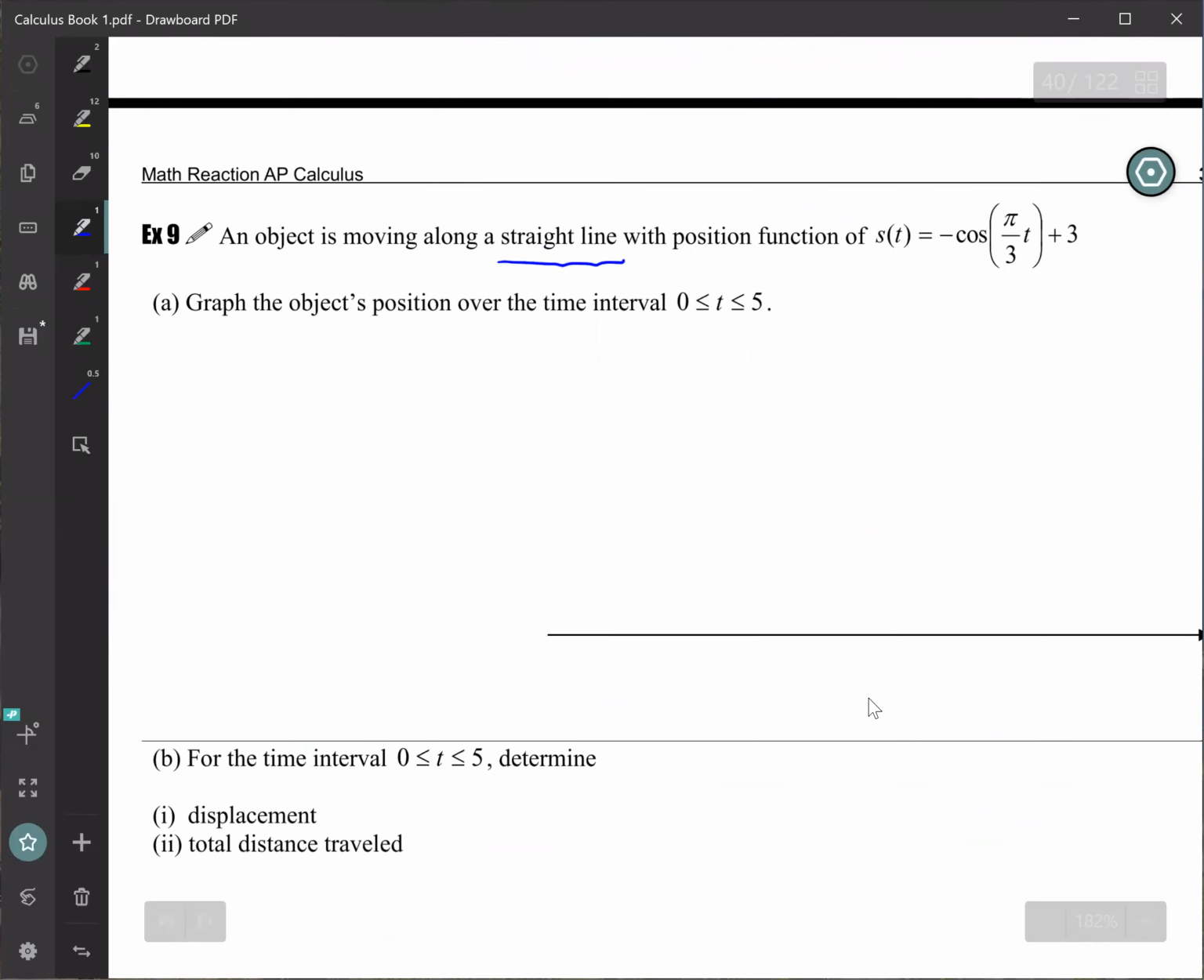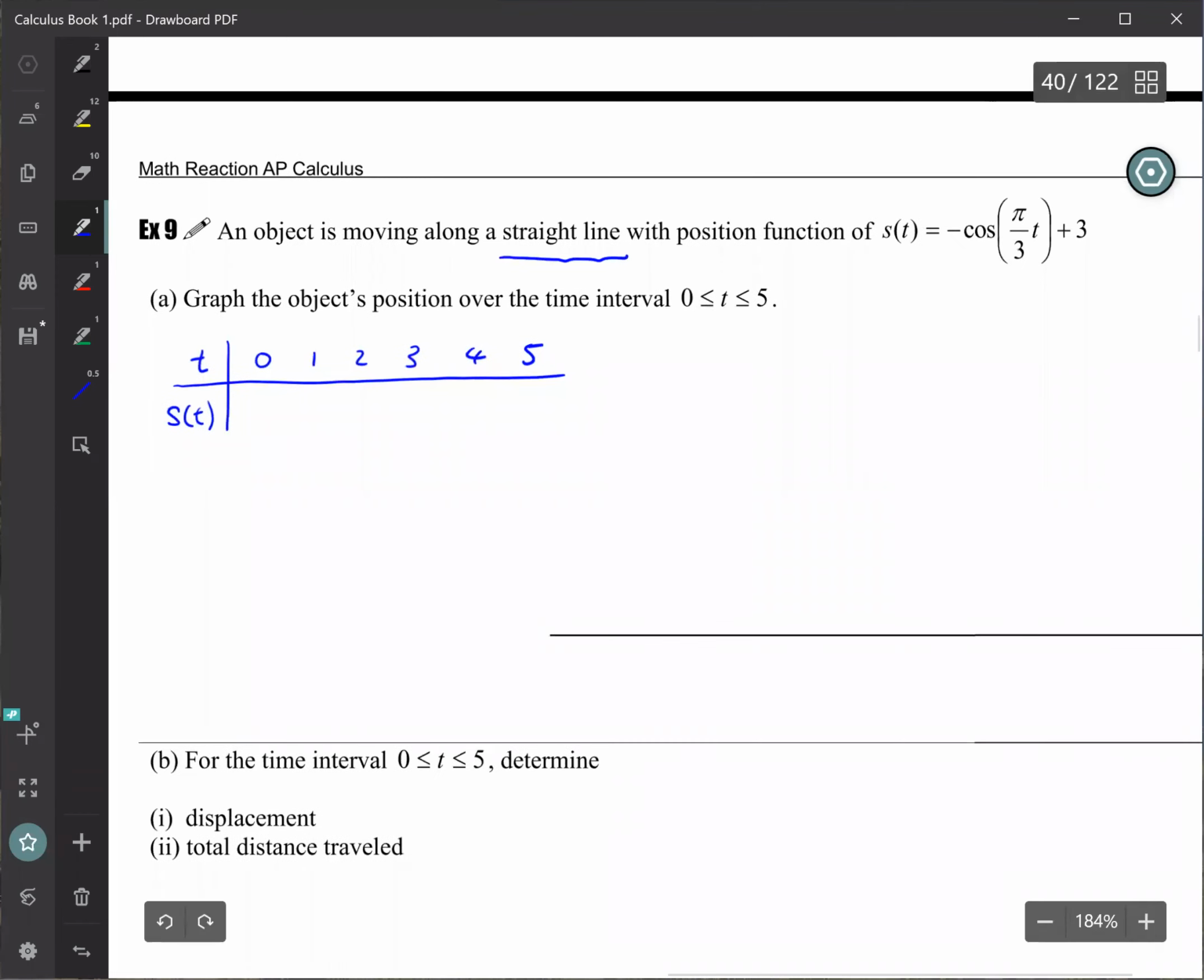So start by making a table of values. The time is like the x, and the position is s of t. We want to graph the position on the time interval 0 to 5, so we'll graph every second, just like last time: 0, 1, 2, 3, 4, 5. Please plug it in. You shouldn't be using a calculator, so try to find the exact values.